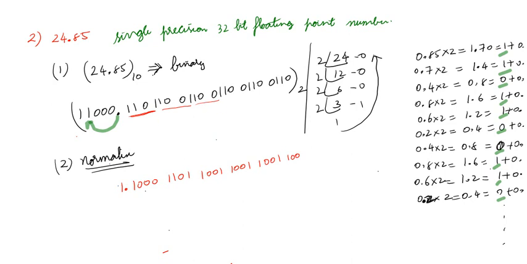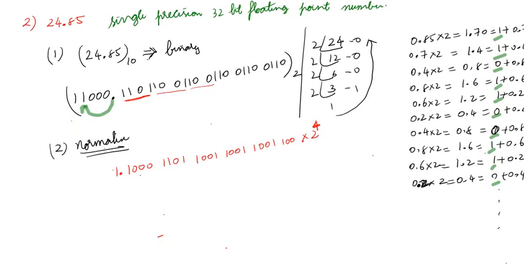How many digits am I shifting my binary point to the left? I am shifting 4 bit positions, so it is 2 to the power plus 4. If I am moving to the left, it is to the power 4. If I am moving to the right, it is minus 4. I am moving to the left, so it is to the power 4. Now, what is this? This is the fraction, or I can say mantissa. This 4 is the E.